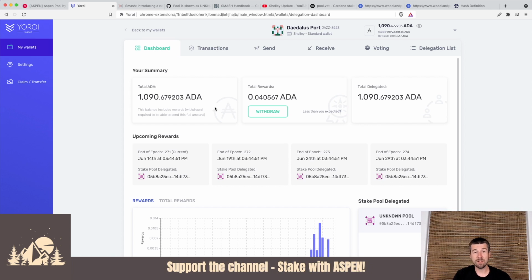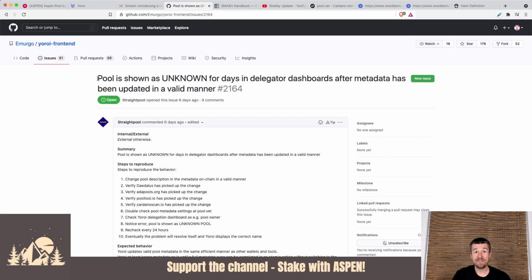However, it turns out that there is a well-known issue with Yoroi that is affecting lots of stake pool operators, that your stake pool can show as unknown for several days or longer in delegator dashboards after metadata has been updated in a valid manner. So here's the thing: for security reasons, you want to compare the registered metadata hash with the one that's live at any given time and make sure that they match up, right?